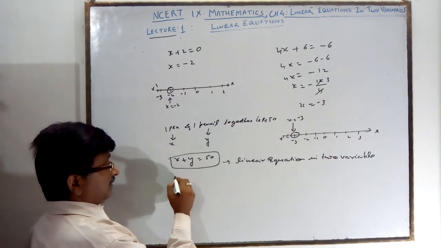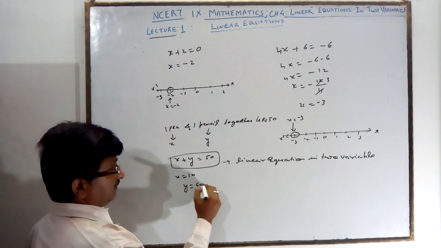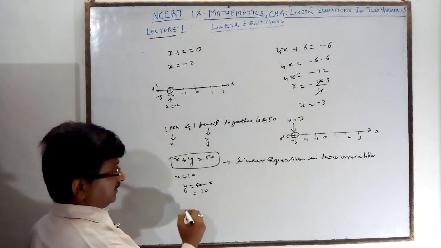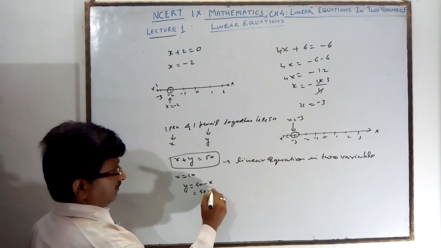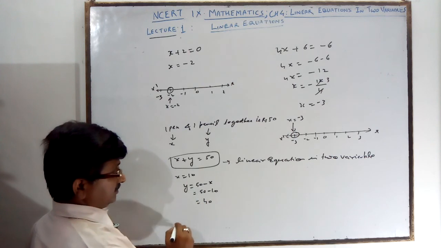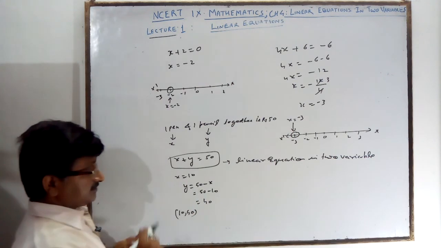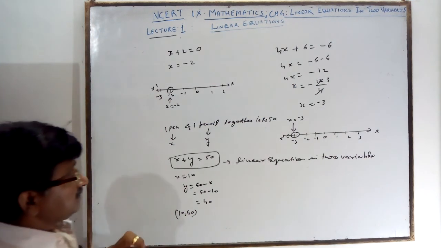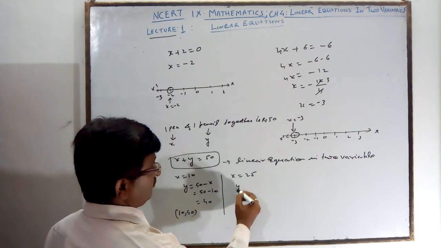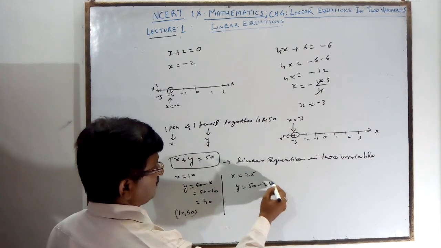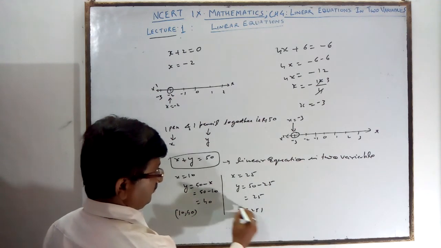If x is equal to 10, then y is equal to 50 minus x. You can get 40, 50 minus 10. You will get 40. So one answer you are getting is 10, 40, meaning x is 10 and y is 40. Like this, it depends. If x is 25 rupees, then what is y? 50 minus 25, 25 rupees. Both 25 and 25 you can get.